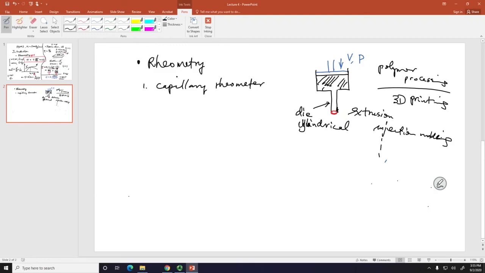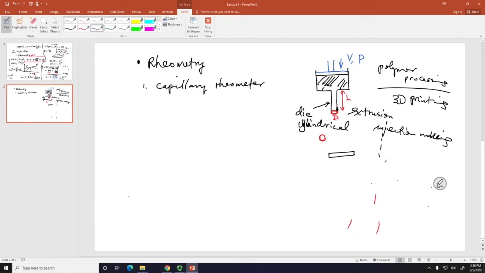Of course, this die could also come out with a cross section like a rectangular shape. But we'll just concentrate on discussing a simple case where this cross section is circular. It's a circular die. Material comes out. And the basic characteristics of this die is it has a diameter and a certain length, L.